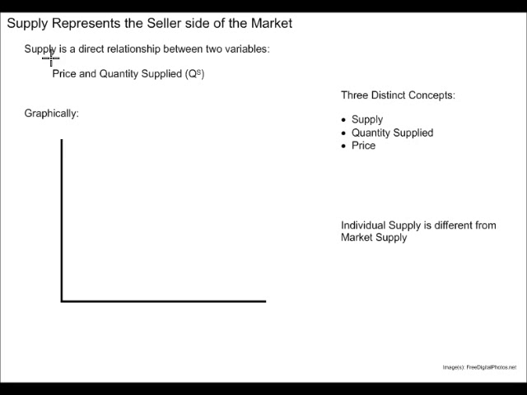The supply side of the market may be the side of the market that you are less familiar with. It represents what sellers intend to do in a market, right? So we're thinking about selling goods and services. To an economist, the term supply means something very specific.